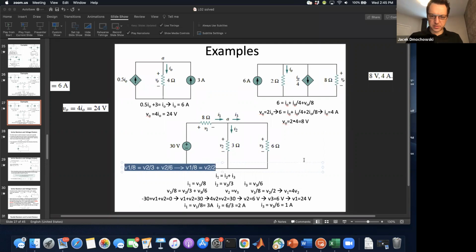Yeah, no worries. Right, so we have that. And so we have that V1 is equal to 4 V2. Okay, great.